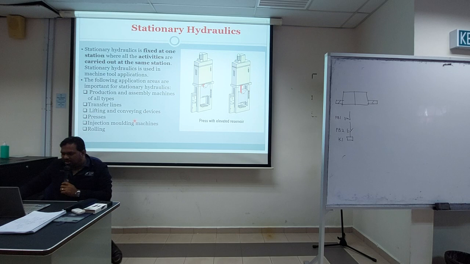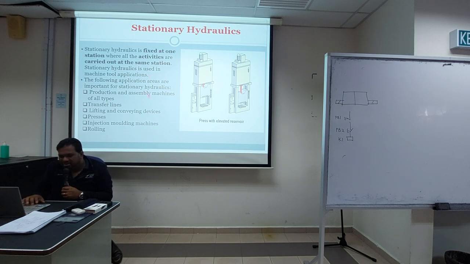Okay. So ini adalah satu press, press with elevator reservoir. Okay, so stationary hydraulic is fixed in one station where all the activities are carried out at the same station. So katakan, this hydraulic machine is placed in mechatronic system design lab. So you kena pergi ke sana buat semua kerja. So prepare the workpiece, then bring to other place, production ke apa. So that is what we call as a stationary hydraulic.